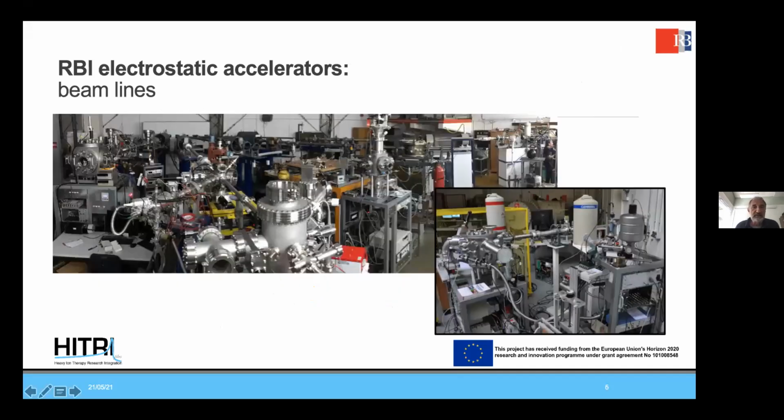So this is just a picture of the experimental area. You can see these tubes coming out from the accelerator room, and each of these beam lines has a certain capability or certain application.